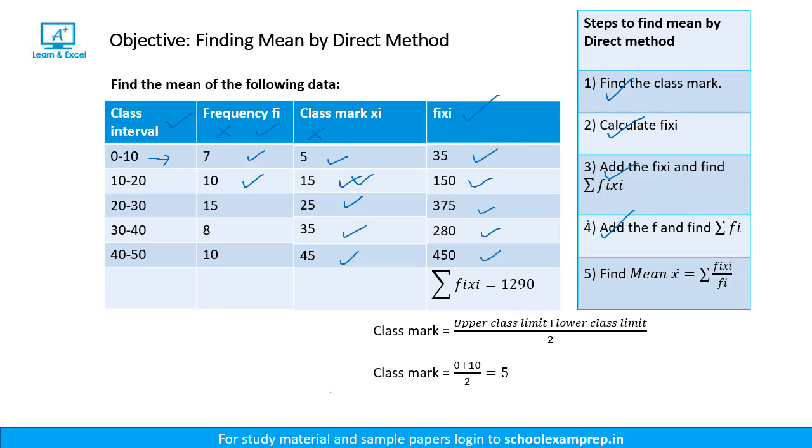Our next step is to add all the frequencies. So when we add all the numbers in this column, we'll get the answer as 50. Now we use the formula mean equals sigma FiXi upon sigma Fi, and we get the answer as 25.8.